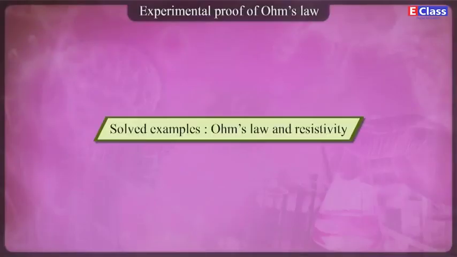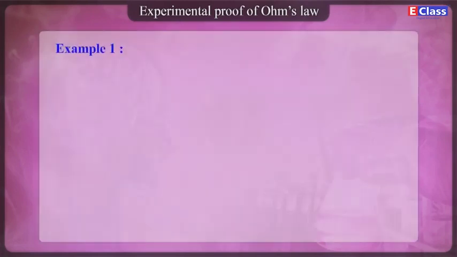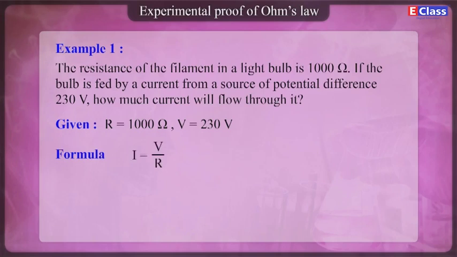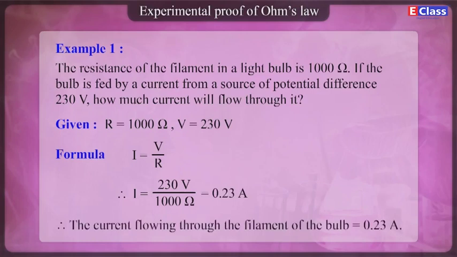Solved examples: Ohm's Law and resistivity. Example 1. The resistance of the filament in a light bulb is 1000 ohm. If the bulb is fed by a current from a source of potential difference 230 volt, how much current will flow through it? Given R is equal to 1000 ohm, V is equal to 230 volt. Formula: I is equal to V upon R. Therefore, I is equal to 230 volt upon 1000 ohm, which is equal to 0.23 ampere. Therefore, the current flowing through the filament of the bulb is 0.23 ampere.